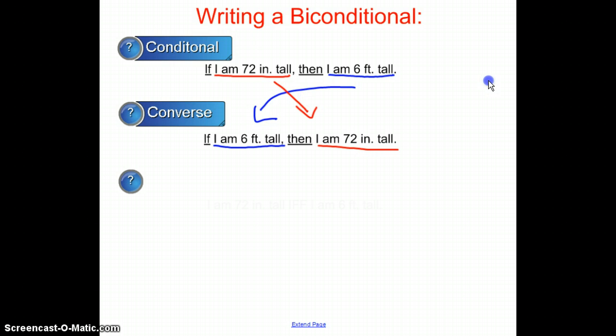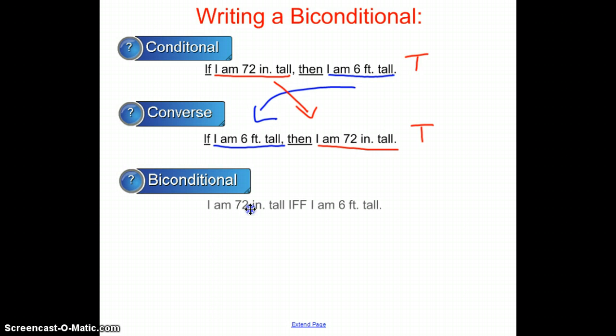Okay, in both of these instances, the statements are true. And because the statements are true, we can write a biconditional. And we can say, I am 72 inches tall if and only if I am 6 feet tall. So again, we had a conditional with its converse. Recall the definition means I'm switching the hypothesis and the conclusion. Both statements are true, therefore I can write just one statement.